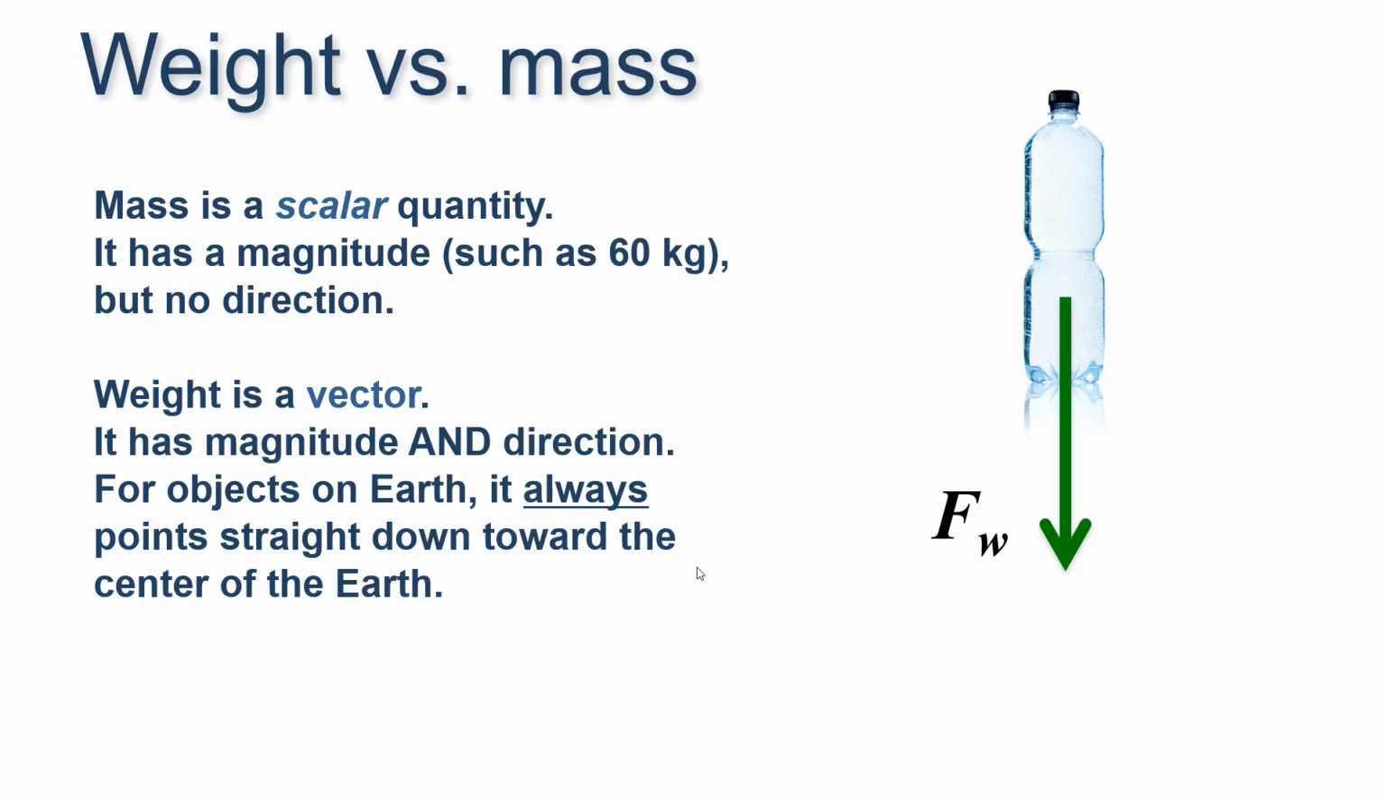I do want you to write this stuff down. Mass is a scalar quantity. Remember that vectors have a direction. Weight is a vector because it has a magnitude and a direction. The direction is always towards the center of the Earth.